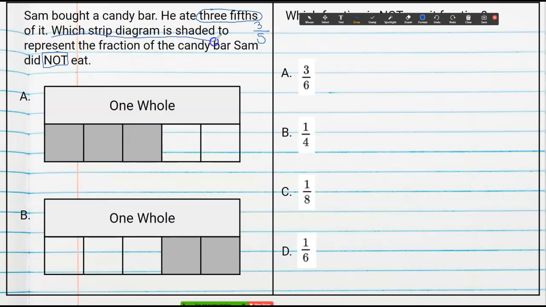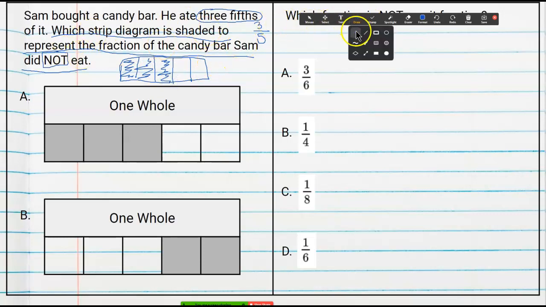Okay, so which strip diagram is shaded to represent the fraction of the candy bar Sam did not eat? And not is our keyword here. So if he ate 3 pieces, let's draw our own candy bar here. Okay, we know that our denominator is 5, so he broke this candy bar into 5 pieces. 1, 2, 3, 4, and 5. And he ate 3/5, so we're going to shade in 3 of those. 1, 2, 3. Okay? But the question wants to know how much of the fraction did he not eat.